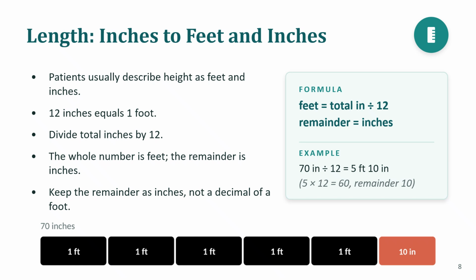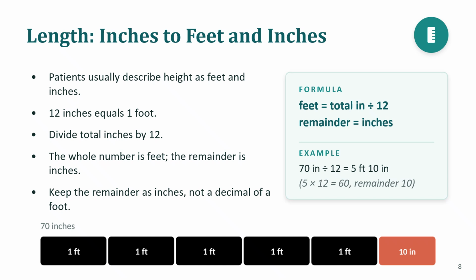Sometimes you will record a height in total inches, but need to express it as feet and inches, the way most patients describe themselves. The relationship is simple. 12 inches equals 1 foot. To convert total inches to feet and inches, divide the total by 12. The whole number part is the number of feet, and the remainder is the leftover inches.